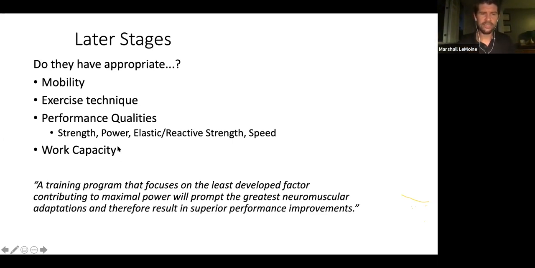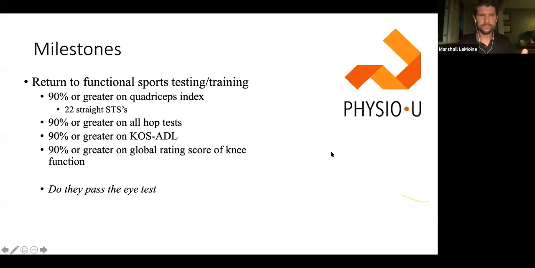And then work capacity. Can they handle an hour of working out? Can they handle where they jog for 30 minutes on and off, based on where they are in the protocol, as well as do squats and lunges and double limb jumps? Like, have they built up enough capacity where their knee can handle 60 minutes of stuff, right? So that's kind of what we're working towards. If they have all that stuff, great. We can progress to some of these higher level things.